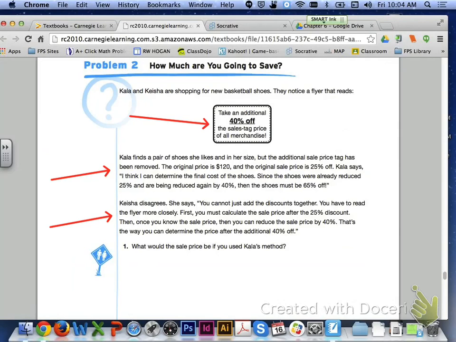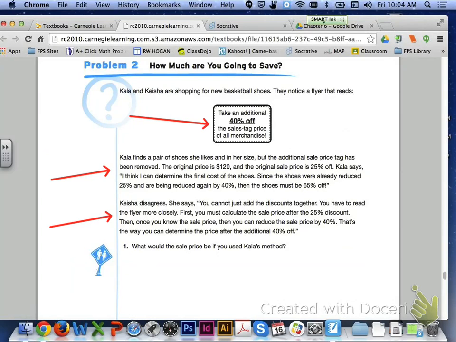Keisha disagrees. She says you cannot just add the discounts together. You have to read the flyer more closely. First, you must calculate the sale price after the 25% discount. Then, once you know the sale price, then you can reduce the sale price by 40%. That is the way you can determine the price after the additional 40% off.